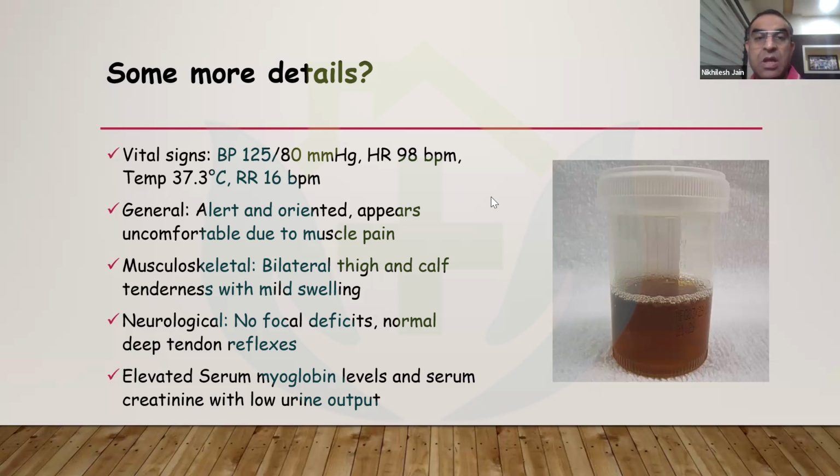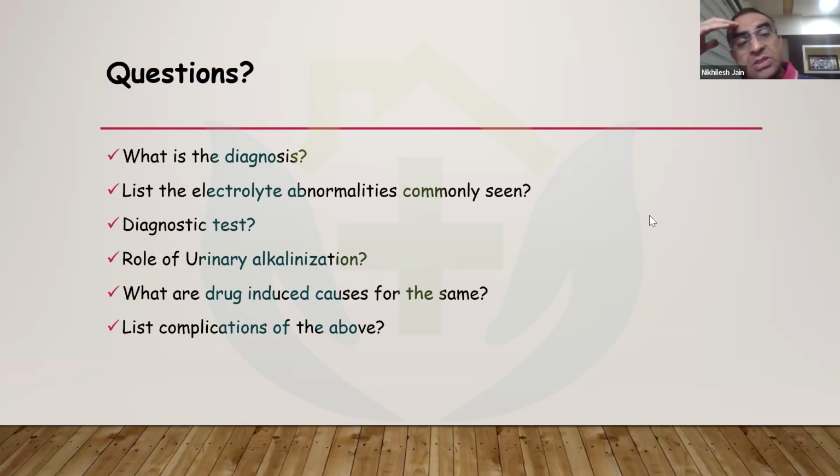This is rhabdomyolysis. The type of questions and offshoots that can come out of this: what is the diagnosis has been well answered. Basically, there is a list of electrolyte abnormalities which are seen commonly in rhabdomyolysis. You need to know all about them, especially with reference to your calcium disorders, phosphate disorders, everything. And at what stage of rhabdomyolysis are they seen? That is one. What is the diagnostic test? That is something you need to know.